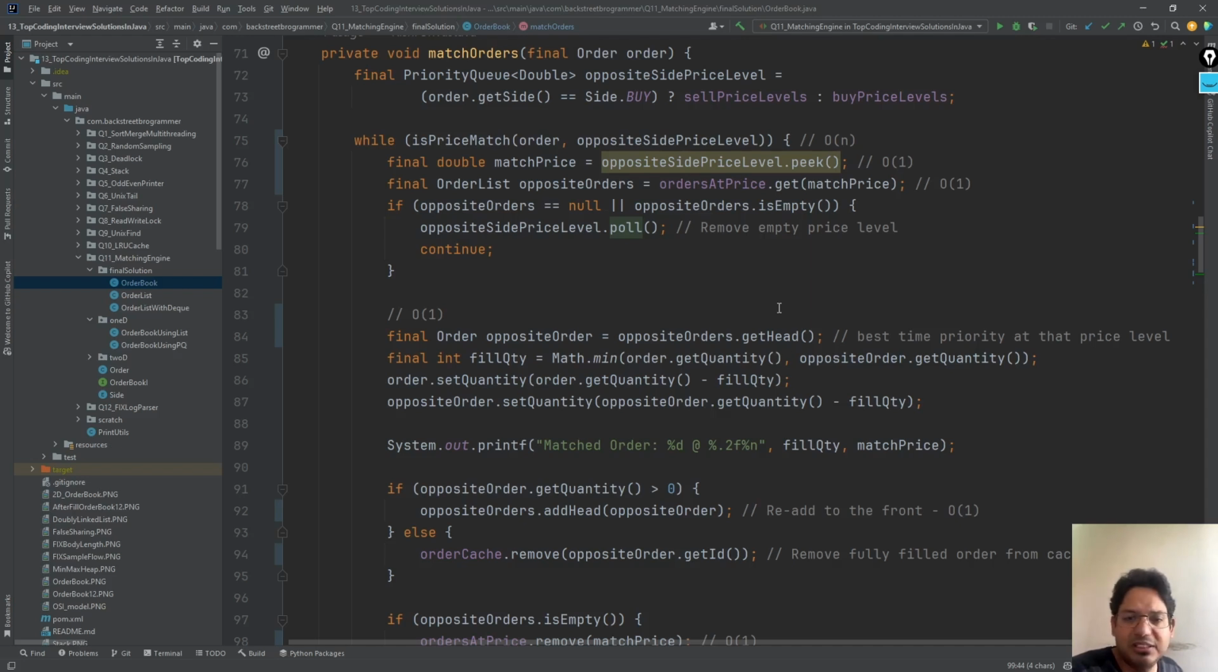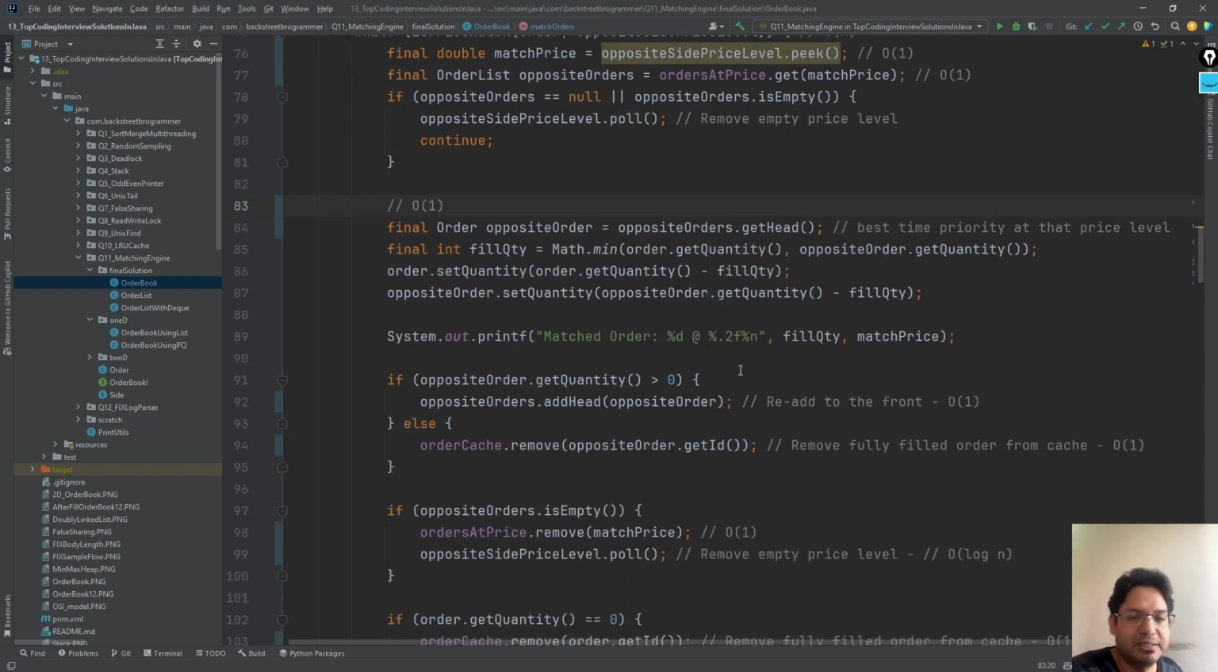And I would say this is one of the standard implementations I have seen across most of the cryptocurrency exchanges or the ones implemented in banks. So this algorithm for matching is O(n). And I have written some test cases as well, which you can check later on.